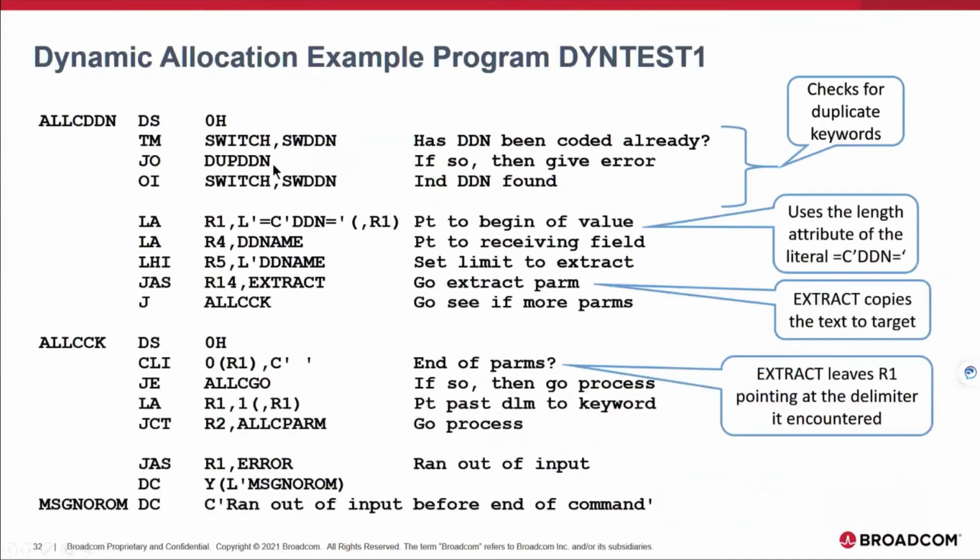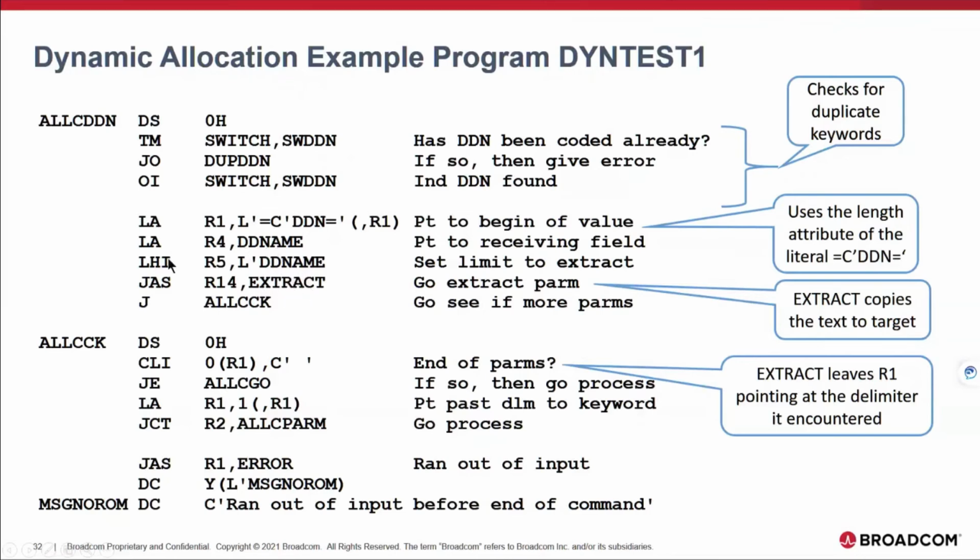And for the DDN, it's exactly the same. He checks for duplicates. If it's not duplicate, he points past the keyword and then sets up to copy. Again, the target area is going to be DDN, and the length of that area is the length of DDN. And then he goes to extract.